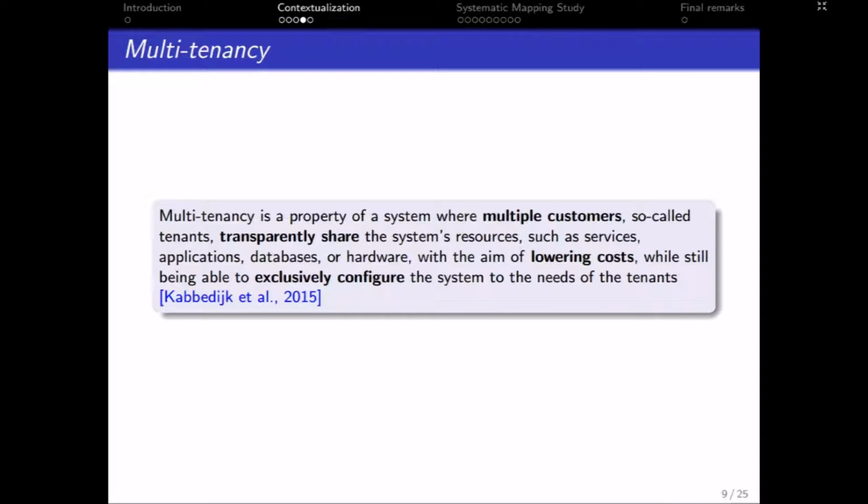In general, the multi-tenancy can be understood as a property to address multiple customers simultaneously, so-called tenants, in a transparent manner aiming to reduce costs. Besides that, the tenants can configure the system to their needs. That is, they can apply changes in the systems in terms of interface and business rules. A multi-tenant application is an application where a single running instance serves many customers.